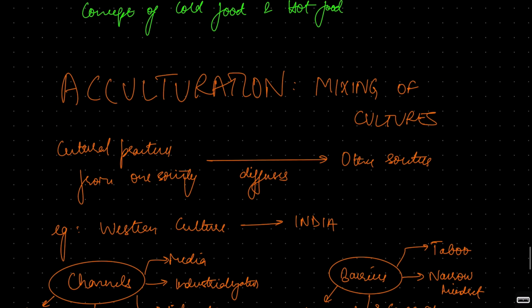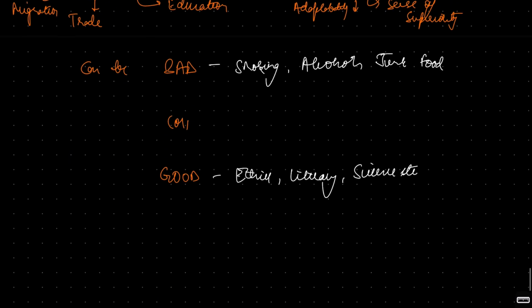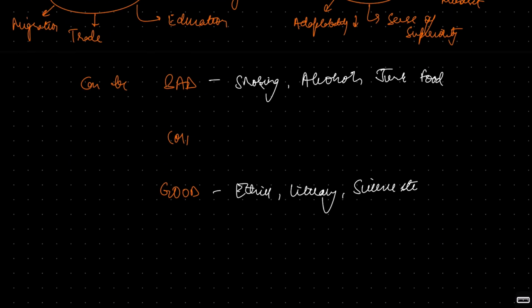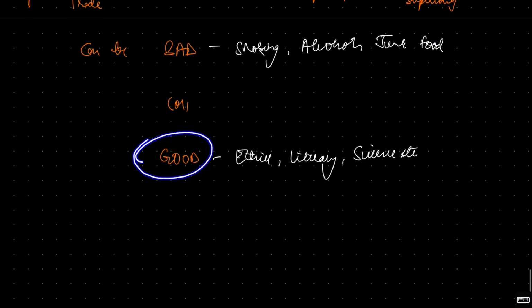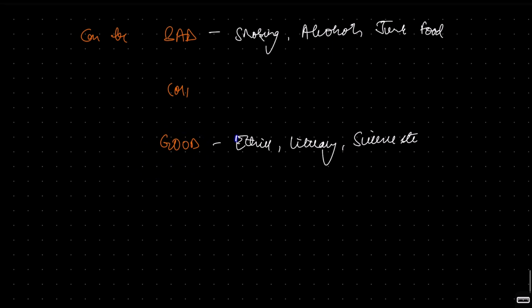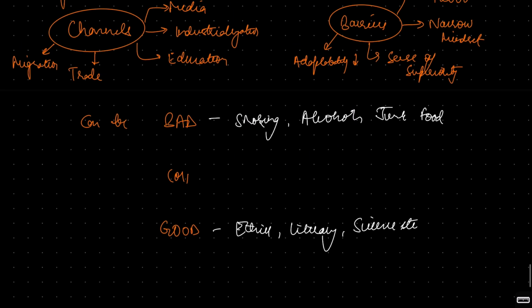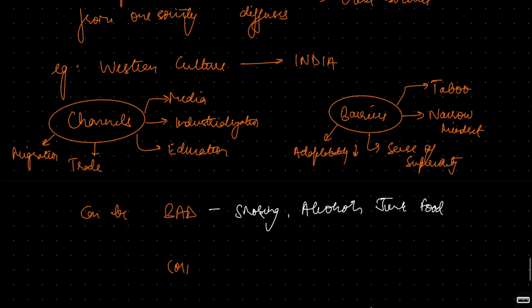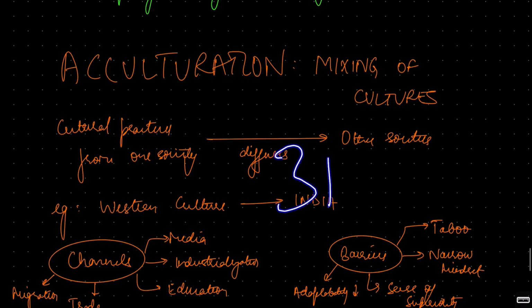Now, just because there is diffusion of cultural practice, it need not always be good, it need not always be bad. Best example, Western culture: some bad practices are smoking, alcohol, junk food, sedentary lifestyle. But some good practices are focus on ethics, increased literacy, more focus on scientific medicine, less of superstitions and cultural taboo, etc. So this is acculturation. It is a 3-mark topic. No need to go too much into detail.